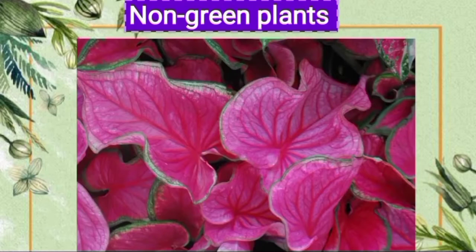Now next type is non-green plants. There are many kinds of non-green plants which you can see around you. Plants such as Indian pipe and coral root are non-green plants because they do not have chlorophyll, which is a substance. Plants that cannot make their own food and absorb nutrients from dead plants and animals are also called saprophytic plants.